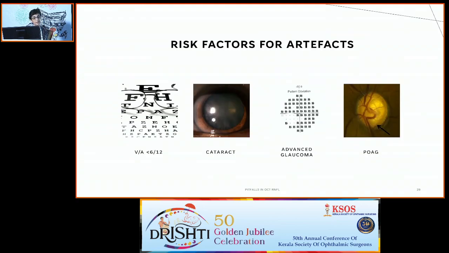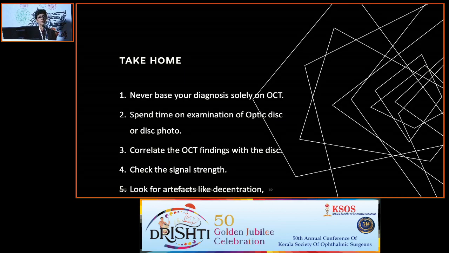The risk factors for creating the artifacts which may cause us to mistake it as glaucoma are poor visual acuity, cataract, and advanced glaucoma. So my take-home message is, in order to prevent misdiagnosis, never base your diagnosis solely on the OCT. Spend time on examination of the optic disc and correlate the findings with the disc, and look for the signal strength and decentration.